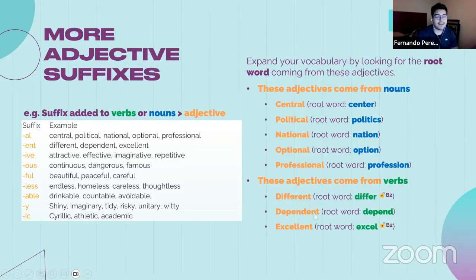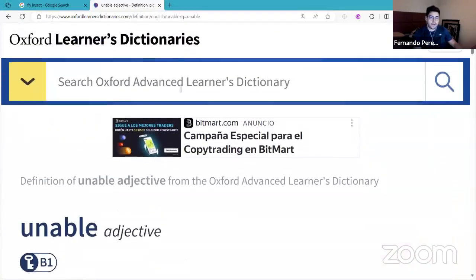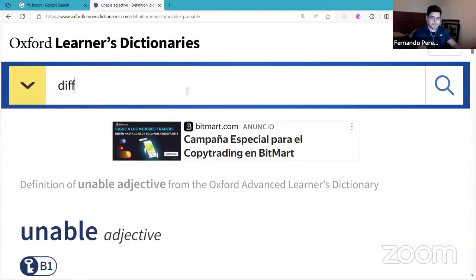These three are very interesting because they come from a B2 verb: the word defer, the word depend, and the word excel. Probably depend is easy, but excel and defer are very, very new words. So let's get familiar with them. Okay, let's go through the vocabulary and let's practice these new words.